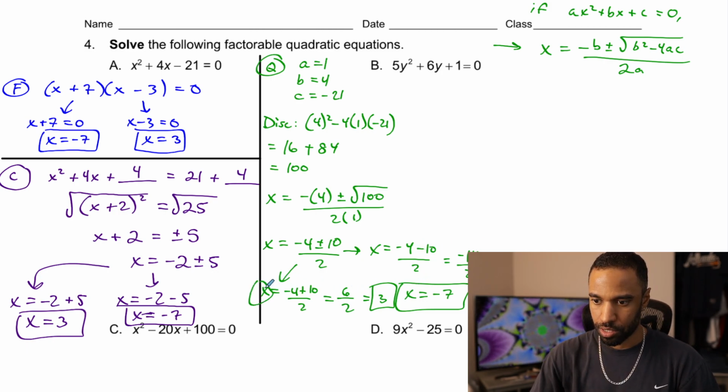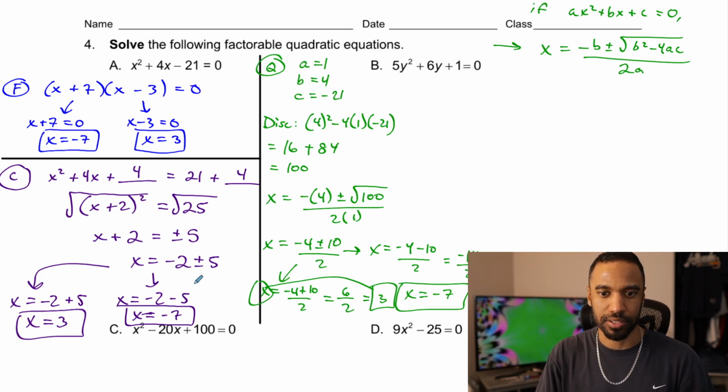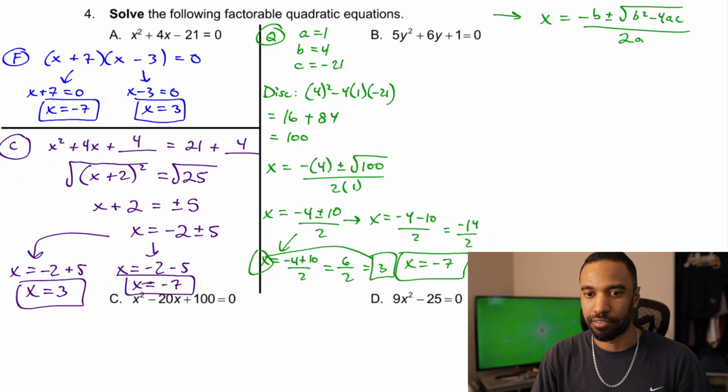So x equals 3 and x equals negative 7. Sorry, I kind of ran out of room, so you didn't see that there.